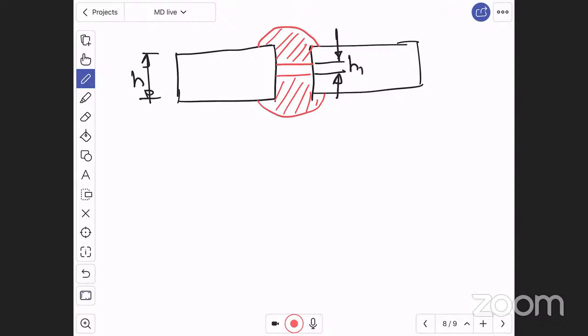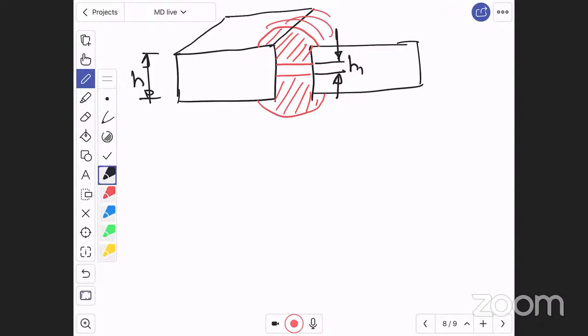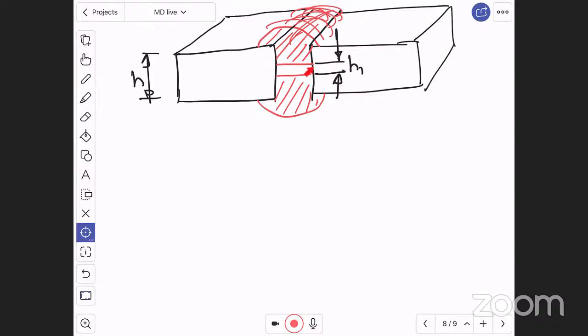Let us say this is a height h1 where the filler material has not reached, and the length of the plate is L. For both plates, the length is L, and welding is done up to the length L, like this. But welding has not reached the total thickness. This h1 is called undercut.